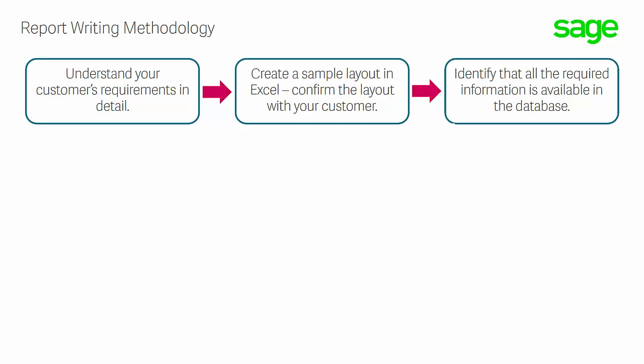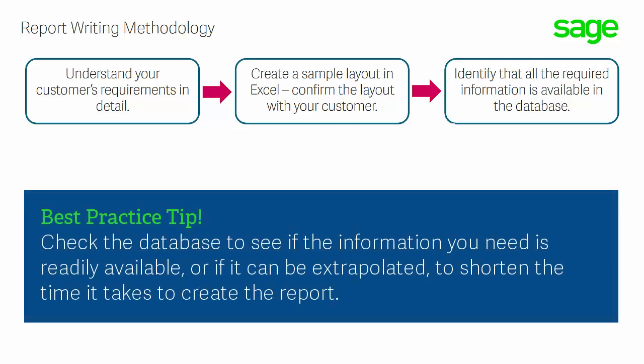Once you understand the customer's details and you understand what is required to get there, you can then go into the database and ascertain whether this information is immediately available or whether you can extrapolate this information. Now, when I say extrapolate, I mean work this information out based on other information in the system. An example of that could be breaking down sale by weekday versus weekend.